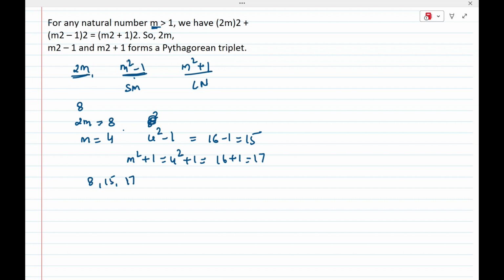We have to keep one thing in mind: the m value should not come as a decimal. If it comes as a decimal, then it is not a member. Suppose I say one of the members is 7, find the Pythagoras triplet. If I keep 2m as 7, here m I am getting is 3.5. So these will not make a Pythagoras triplet. Let's move to the exercise.